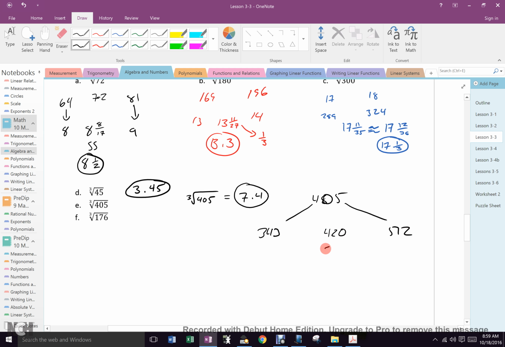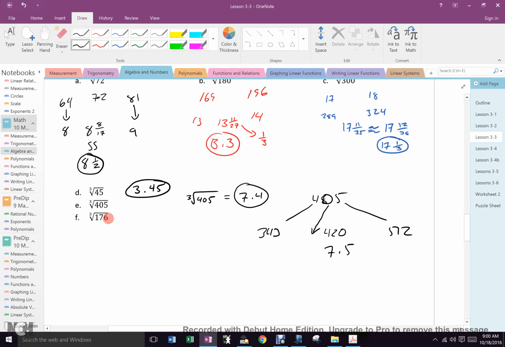So this would be about 7.5. With me? But I'm at 405, so I'm going slightly less than 7.5. Cool? That's why I showed you up here with the decimals and the fractions. But in cubes, the spreads are so much bigger, because all we're doing is estimating, right?